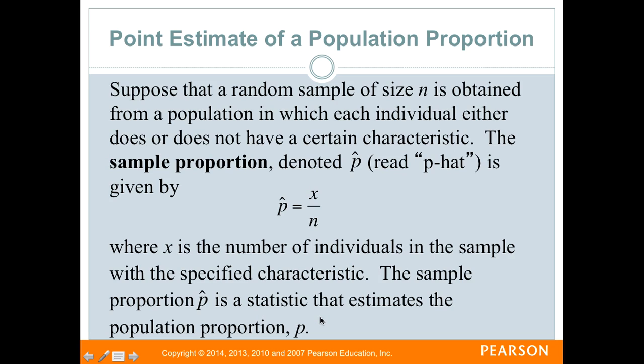So we've talked a lot about the fact that we cannot get perfect population means and population proportions simply because it's very time-consuming and very costly to ask everyone a question. So what we're going to do is use our sample proportion to estimate our population proportion.